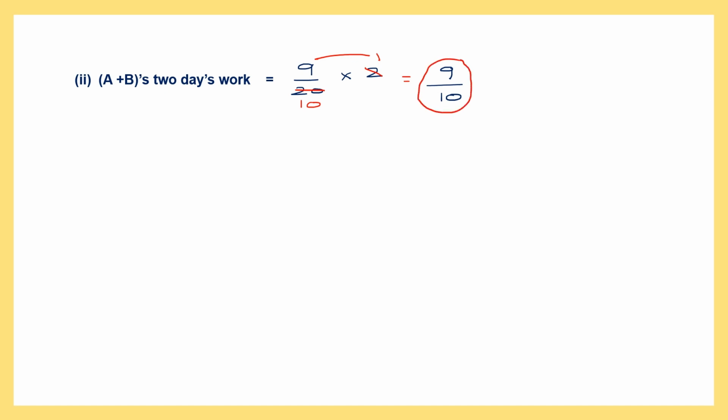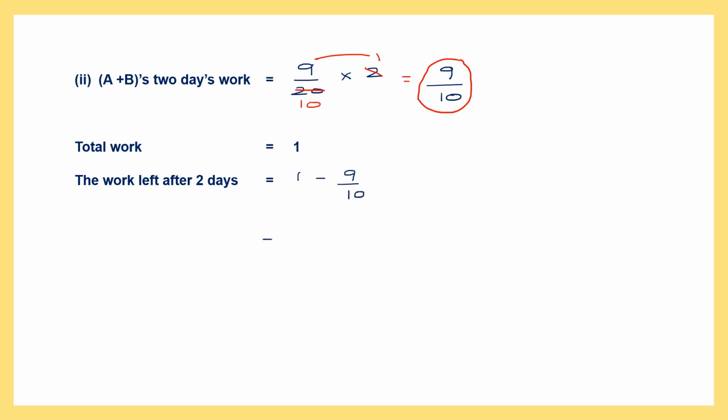So if A and B work together, their 2 days work is 9 by 10. This is the answer. Now we are asked to find after the 2 days work, how much work is still left. Okay, that means if we minus the 2 days work from the total work, we will know how much work is left. So let the total work be considered to be 1. The total work is 1. So that means the work left after 2 days will be 1 minus 9 by 10.